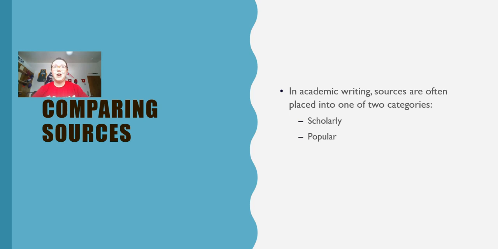All right, so comparing sources. In academic writing, sources are often going to fall into one of two categories. They're either going to be considered a scholarly source or a popular source. Even though they can still serve as evidence to a claim that you want to make, there are noticeable differences between the two that can impact your credibility and authority as a writer and someone who eventually, in Project 4, wants to make an argument about something. So let's explore these differences in greater detail.